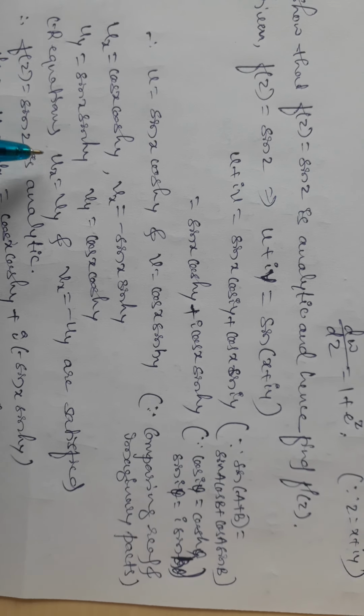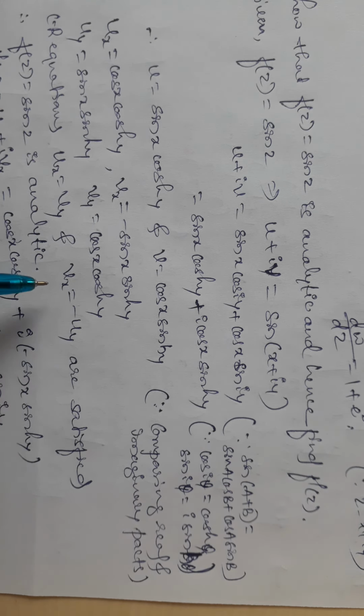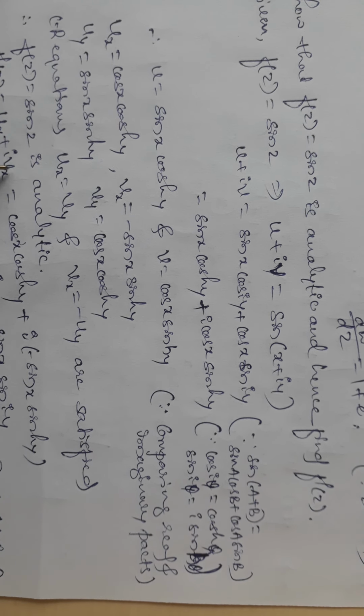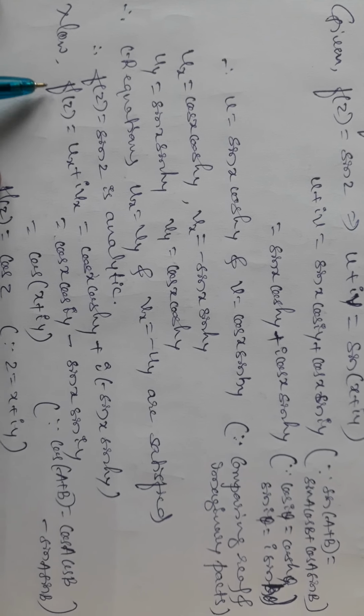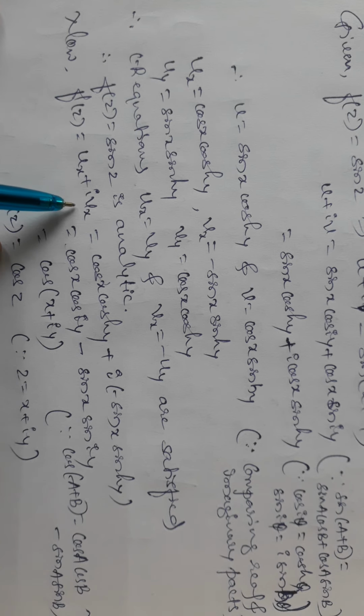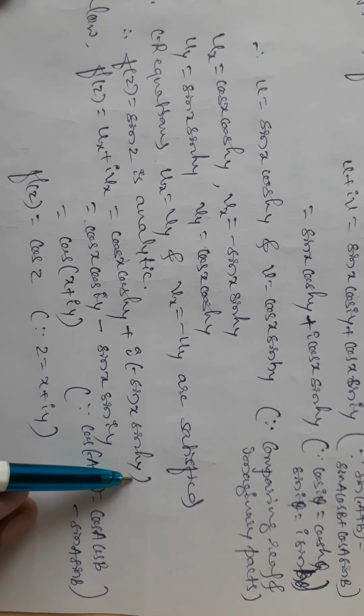From the above, the CR equations ux equal to vy and vx equal to minus uy, uy equal to minus vx or vx equal to minus uy, both are one and the same, are satisfied. Therefore f of z equal to sin z is analytic. Now we need to find f dash of z, therefore we know that f dash of z is ux plus ivx in the Cartesian form, therefore ux is cos x cos hyperbolic y plus vx is, keep i as it is, minus sin x into sin hyperbolic y.